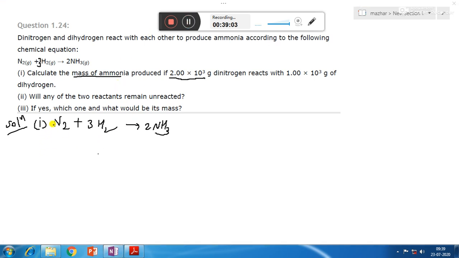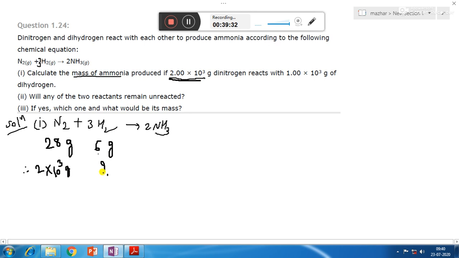Now from the balanced equation we have 2 times nitrogen, so that will be 28 gram nitrogen, and we have 3 into H2, so it will be 3 2s are 6 gram of hydrogen. So 28 gram nitrogen reacts with 6 gram hydrogen. Now in our question the amount of nitrogen is 2 into 10 raised to 3 gram. So what amount of hydrogen should it react with? That we have to find out by cross multiplication. So 2 into 10 raised to 3 into 6 upon 28.